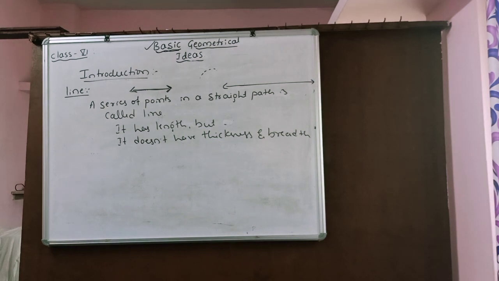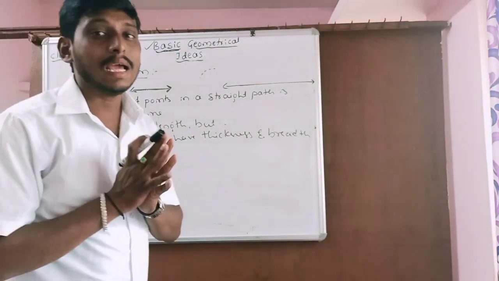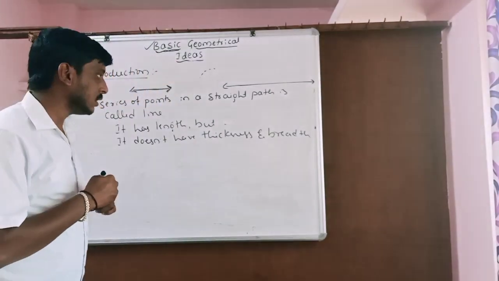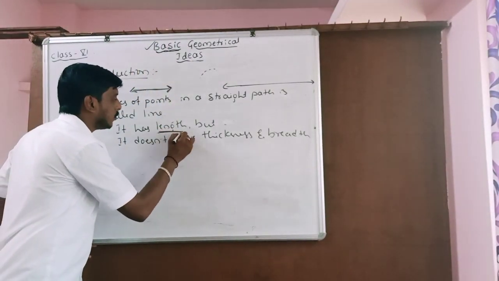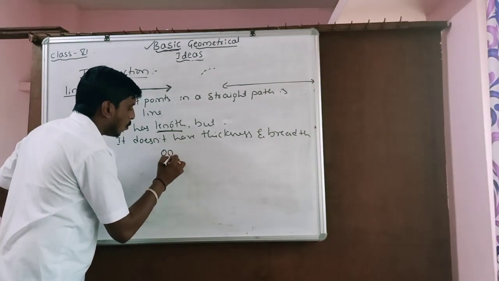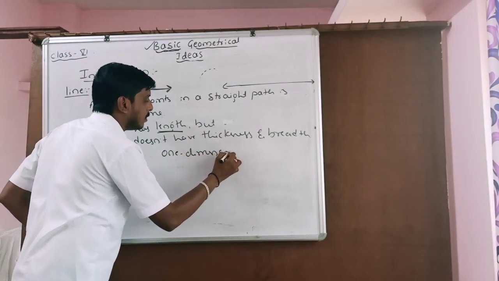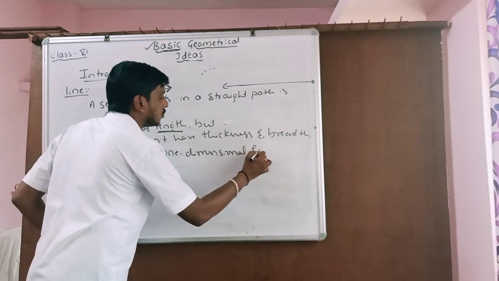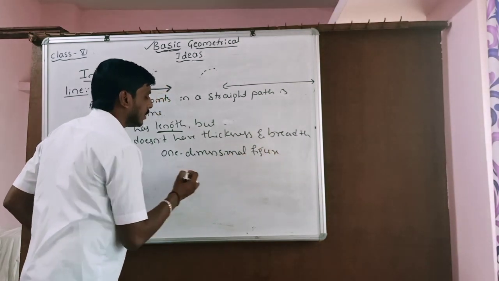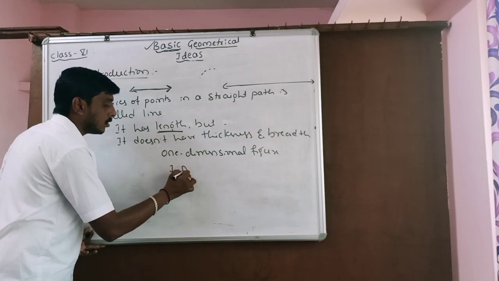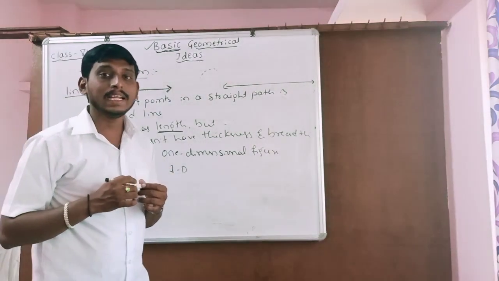And one more important thing, it is a one-dimensional figure. One-dimensional means it has only length. That's why we call it a one-dimensional figure. So here, what do you mean by one? See, I will write. You know, 3D pictures.